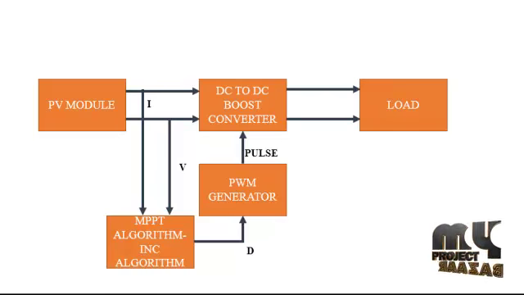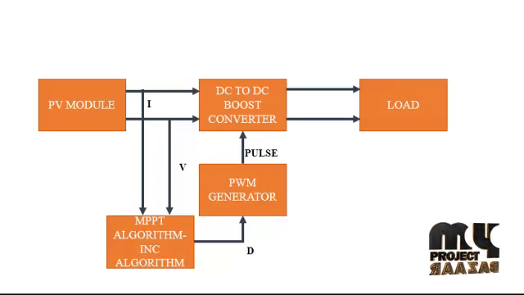This is our flow diagram. In this flow diagram, the source is a PV module, which has PV cells arranged in a manner. The PV module produces electrical energy, and that electrical energy is fed into the DC to DC boost converter block. Here, the voltage and current from the PV module go to the MPPT algorithm. Here we are using the incremental conductance algorithm.